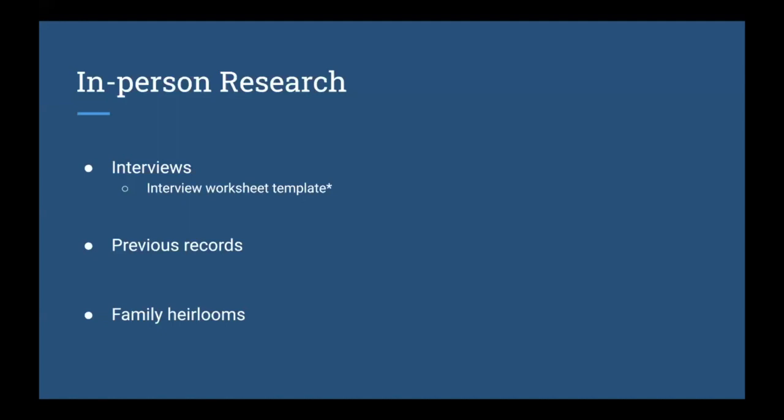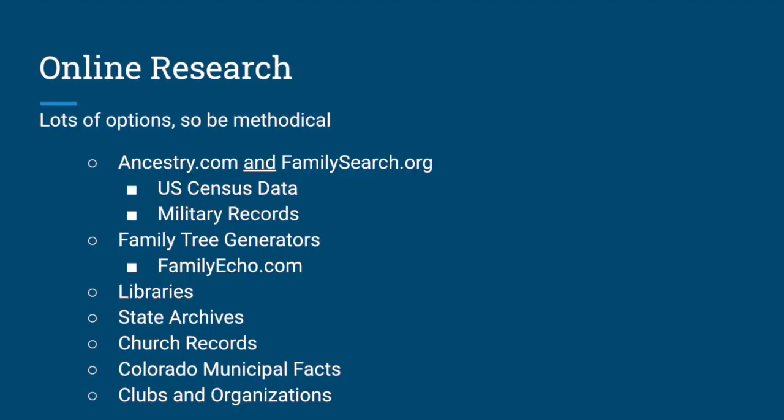Because no matter what's been passed down, no matter what the family heirloom is, it is a reflection of what that person who was passing it down thought was important. It's a reflection of their lifestyle. And so it's important to inspect those objects and glean what you can from them about the people who owned them and used them. So conduct family interviews, look at previous records, find family heirlooms and inspect them for clues. Those are our top tips for in-person research. Next, we're going to talk about online research.